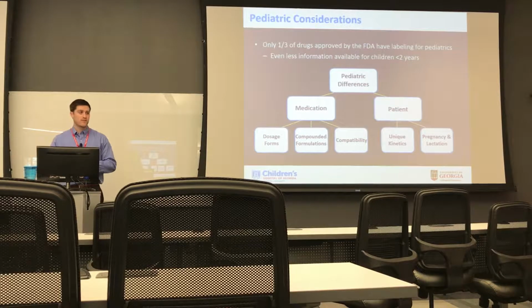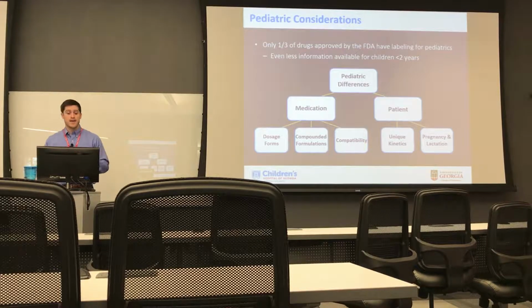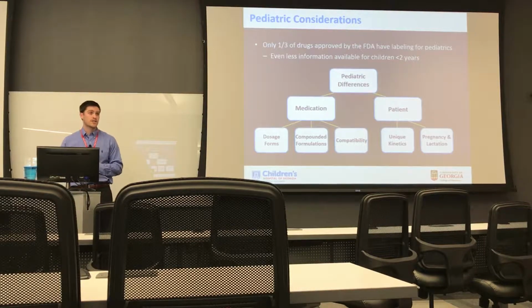Just to begin with, as I mentioned, there's a lot of differences, but there's also a lot of similarities between pediatric drug information questions as well as adult drug information questions. One of the issues is that only a third of drugs approved by the FDA actually have labeling for the pediatric population. So a lot of times we're going to get a specific indication or a specific medication for our pediatric patients, and we're just not going to have a whole lot of information in regards to what we're going to do with that medication. And there's even less information available for those patients who are less than 2 years of age.